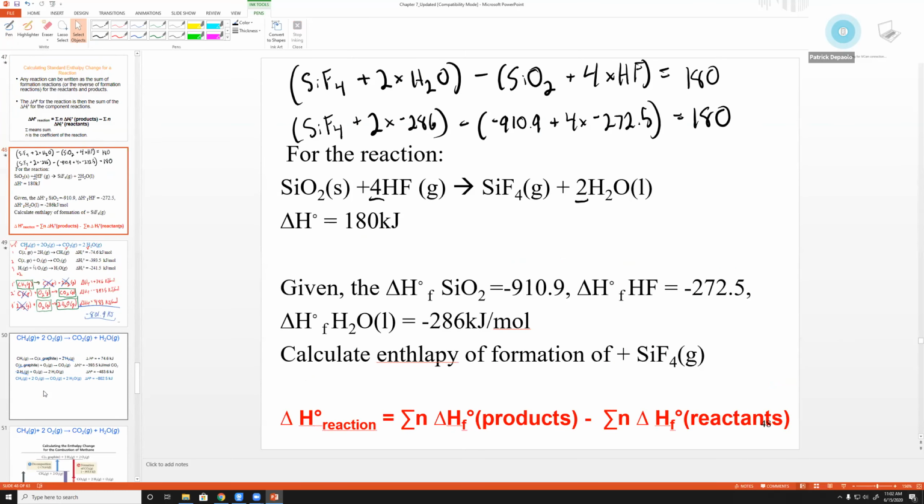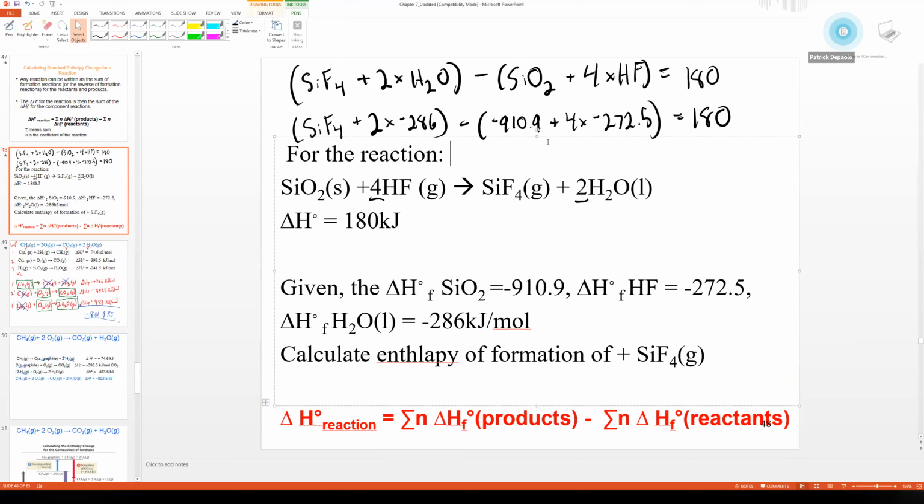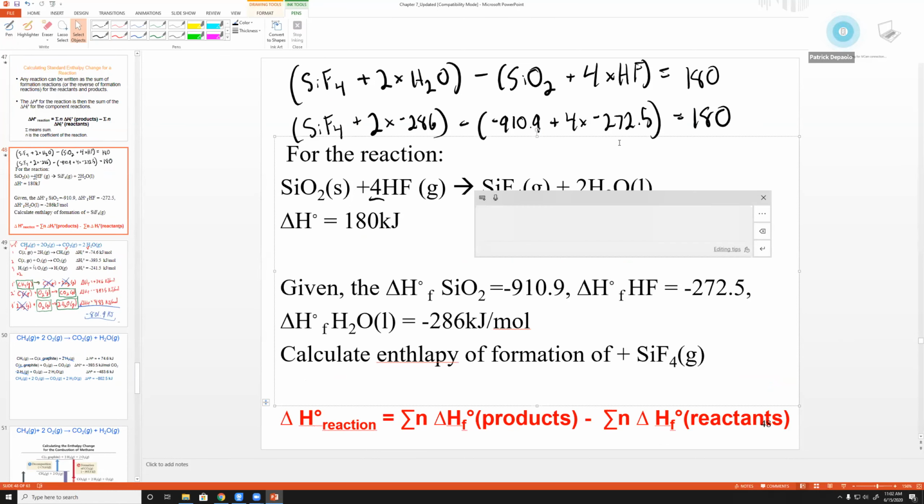All right, so I'm gonna do this part first. We'll do negative 910.9 plus 4 times negative 272.5, and I get negative 2001. So minus negative 2001 equals 180.